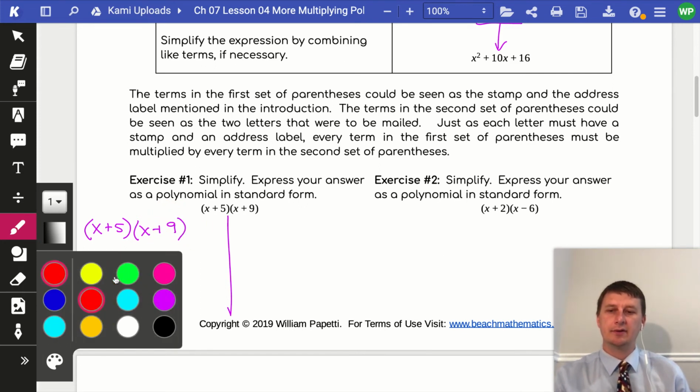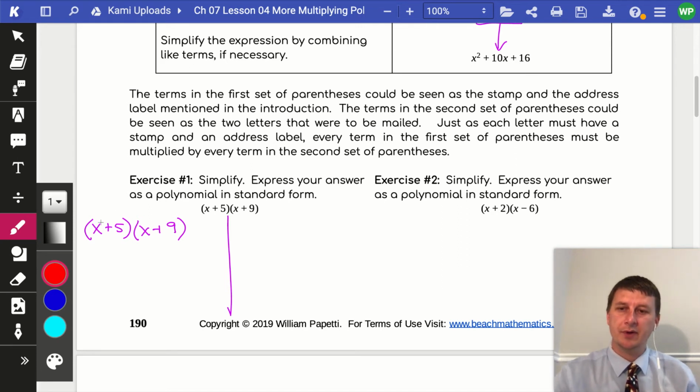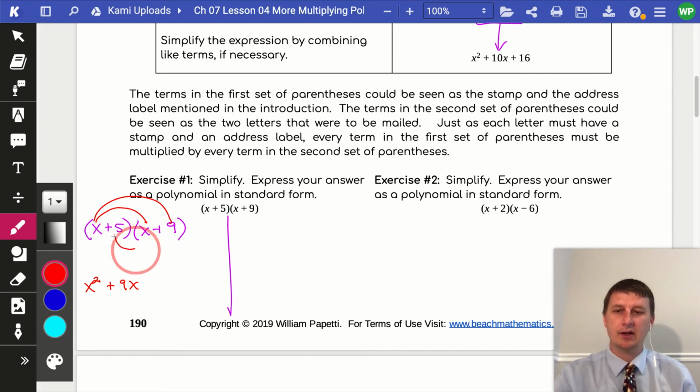And I'm going to go to red because red's the color of a lobster. So we're going to go x times x, and that's going to give you x squared. And x times 9, and that will give you 9x. So again, I took my first term of my first set of parentheses, and I distributed it to each term of my second set of parentheses. Now I'm going to do that same thing with my second term of my first set of parentheses, positive 5, and I'm going to multiply by everything in my second set. So I'm going to do 5 times x and get 5x, and 5 times 9, and I'm going to get 45.